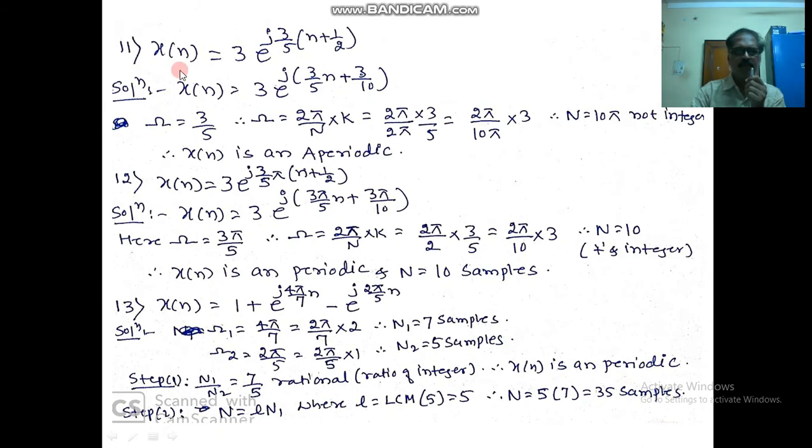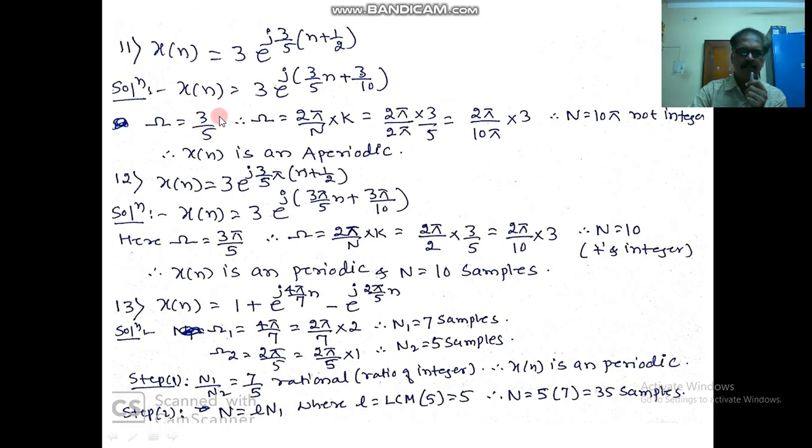Go for the 11th problem. x of n equals 3 e to the power of j 3 by 5 of n plus 1 by 2. It is once again a complex exponential. I have to use the same method, omega equals 2 pi by n into k. Here what is the omega value? So e to the power of j, 3 by 5 into n plus 3 by 5 into 1 by 2, which is 3 by 10. It is e to the power of j omega n plus 5. The omega value is 3 by 5. Omega equals 3 by 5.